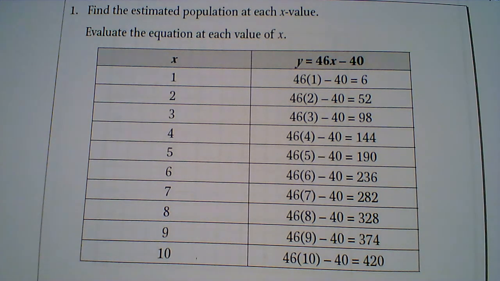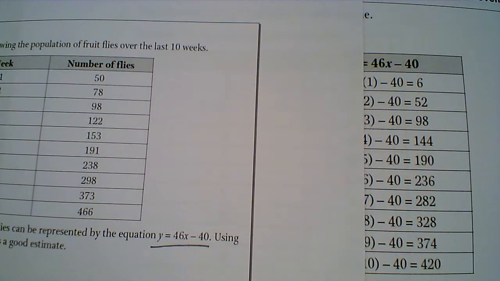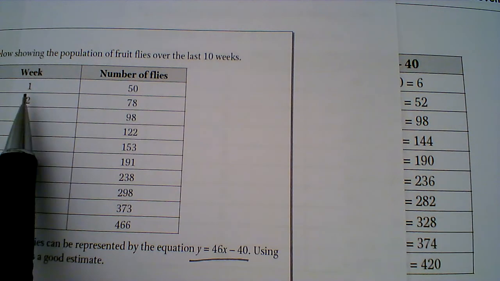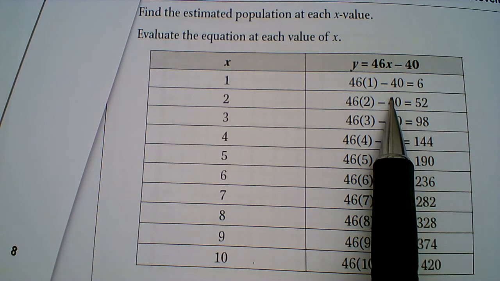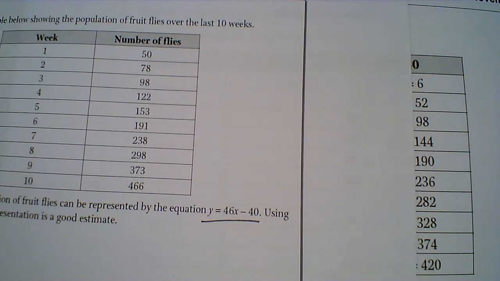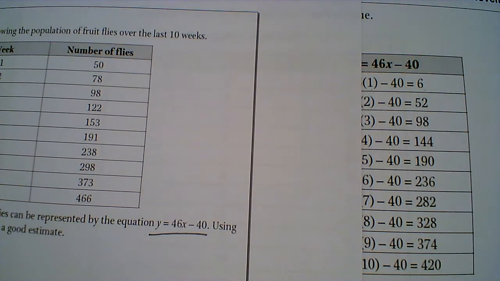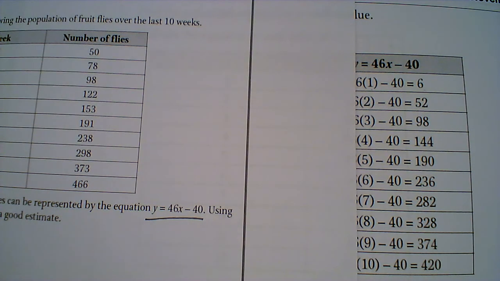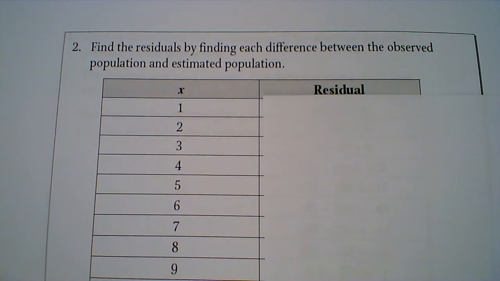So in order to take the residual, we have to go back to our original graph, our original data, and line them up. So we have week 1, 50 was original. Week 1, according to the line, is 6. So again, we take these two values, we put those in a table. So 50 minus 6. So let's create that residual table again. And it will look like this.